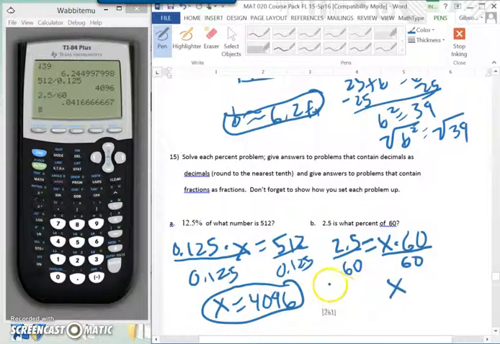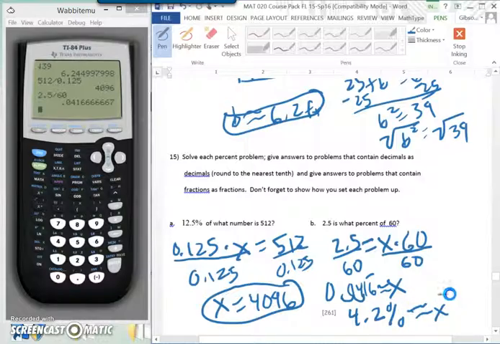Now, so we have 0.041 repeating 6. Now remember, we want to round this here. And then we want to change this to a percent. To change this to a percent, we have to move this decimal 2 places to the right. So that'll give us 4 point. Now remember, we only want 1 digit behind the decimal. So because this 6 is next to the 1, that means that the 1 goes up 1. So it'd be 4.2% is approximately x.